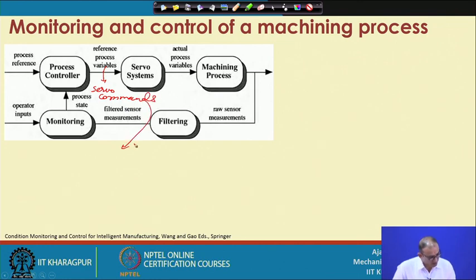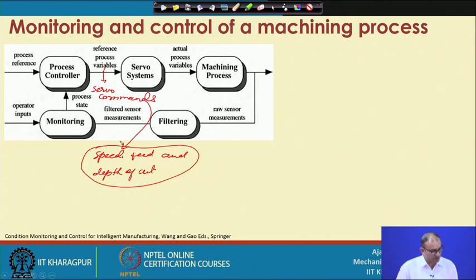So, this is related to the speed, feed and depth of cut, right. So, you have to set this parameter, other than that you have to provide coolant and all the parameters. So, once you give this command to the servo controller, so servo controller are the x, y and z motion. So, right now let us restrict ourselves to the 3 axis machining center only.